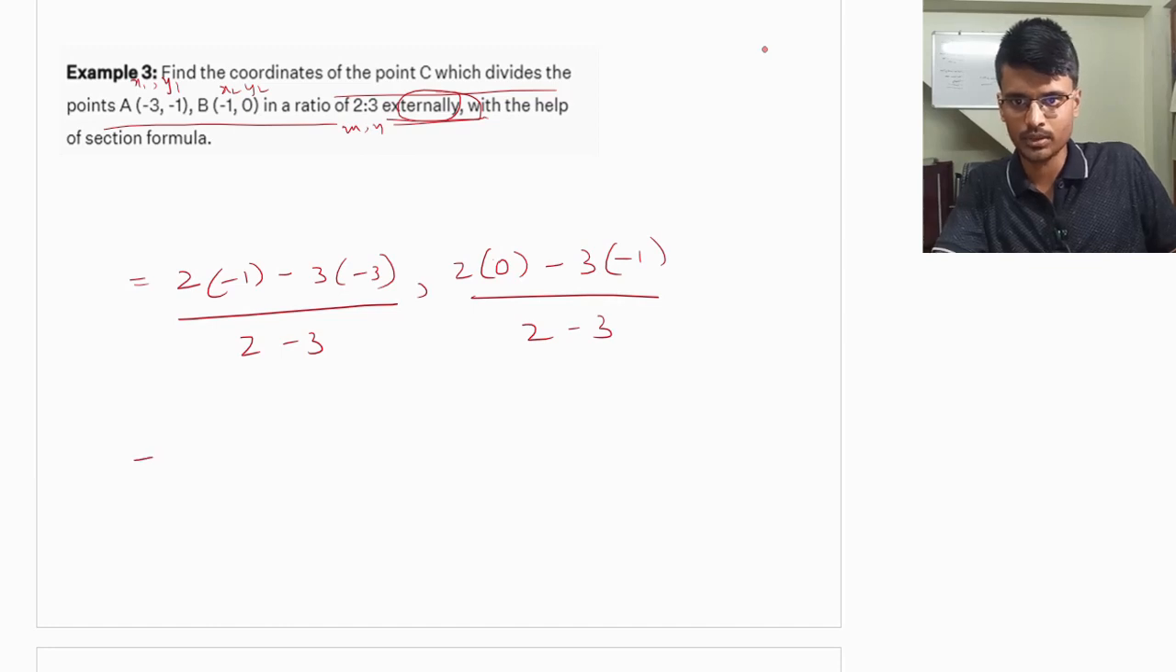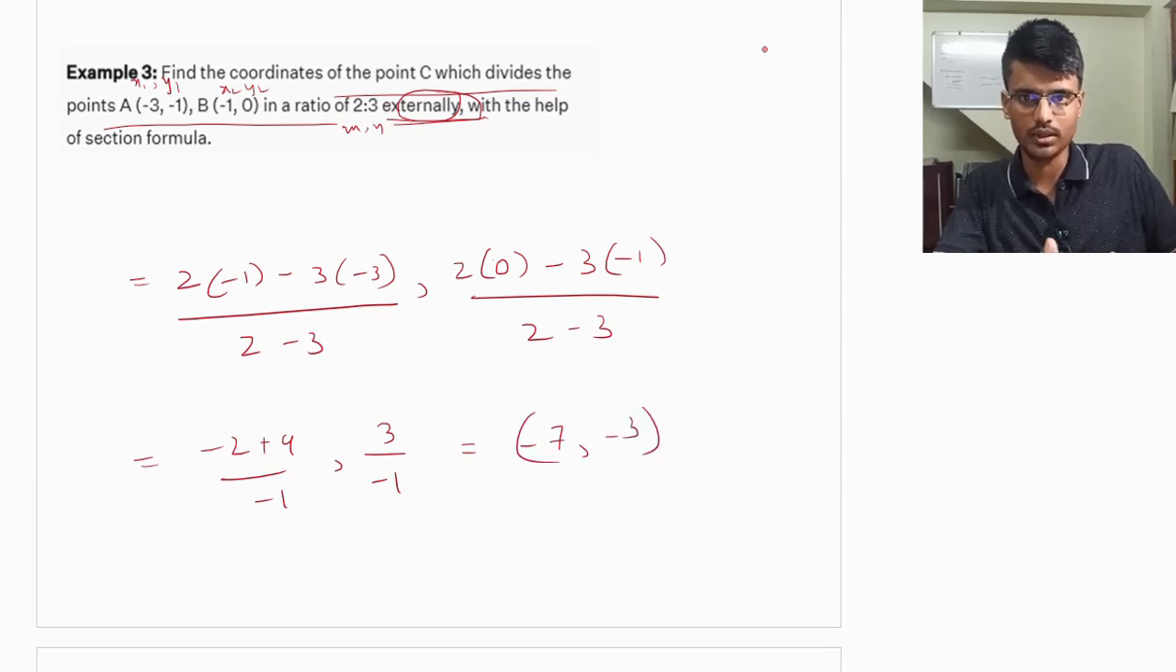Okay, so what do I get? Minus 2 plus 9 minus 1 divided by 3 by minus 1. 7 minus 7 by minus 3. So this is the point that divides externally. Minus 7 comma minus 3. Let me just check once. Yeah, I'm right. Okay, so I'll just show you how it is diagrammatically also.